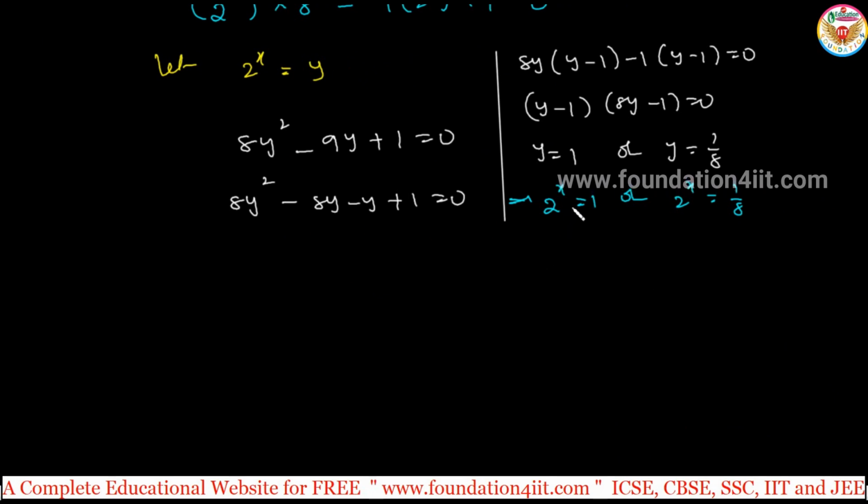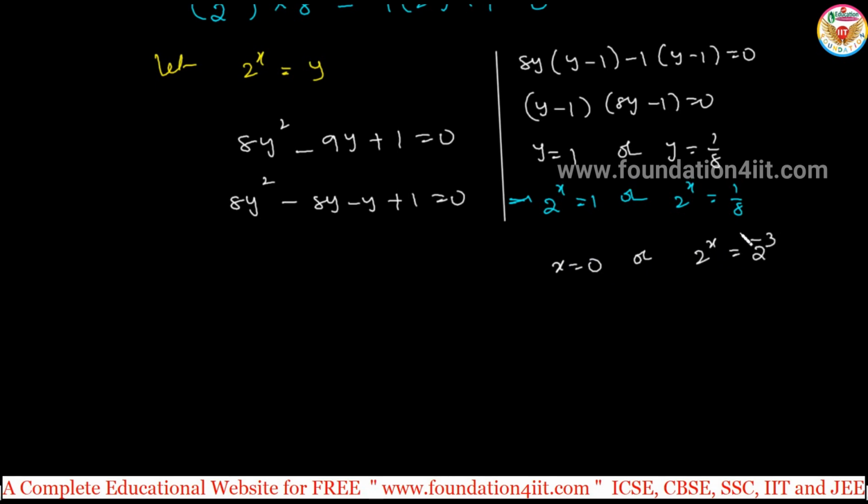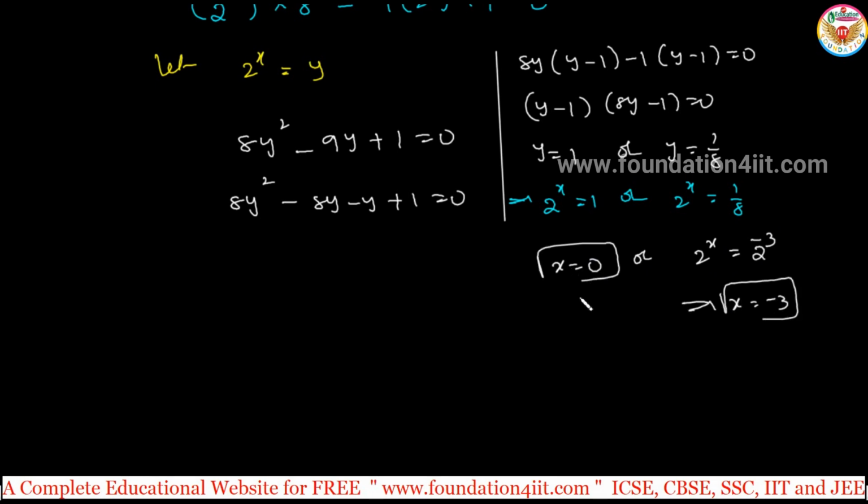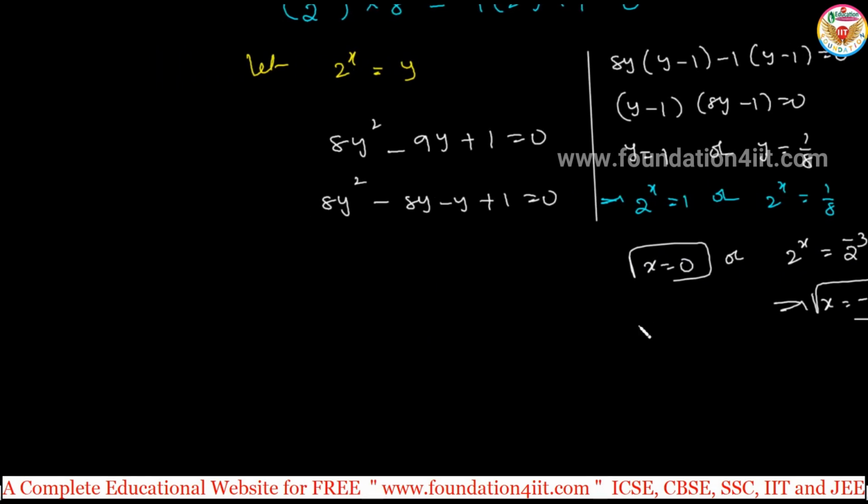Here 2 power x is 1. Any number power 0 is 1, so x is equal to 0. Or 2 power x is equal to 2 power minus 3, because 1 by 8 is 2 power minus 3. That means x is equal to minus 3. So x is minus 3 or x is equal to 0. This is the solving. And a combination of equations will show one problem.